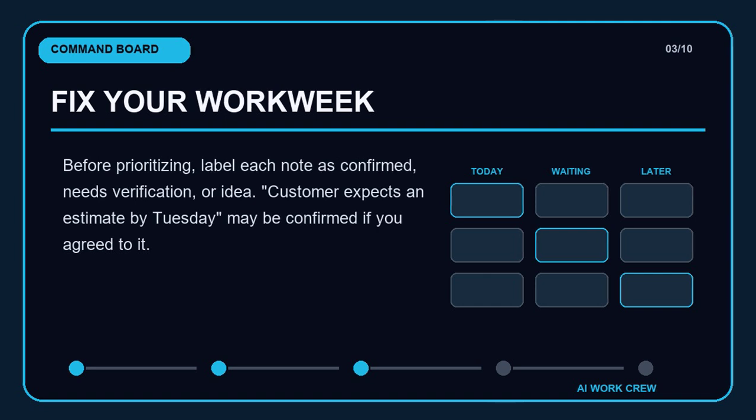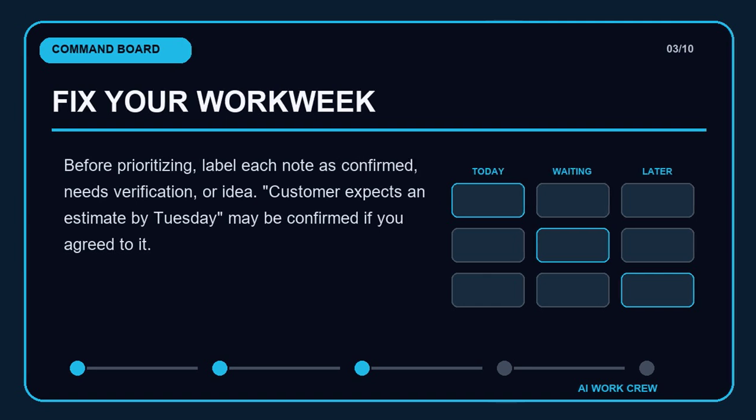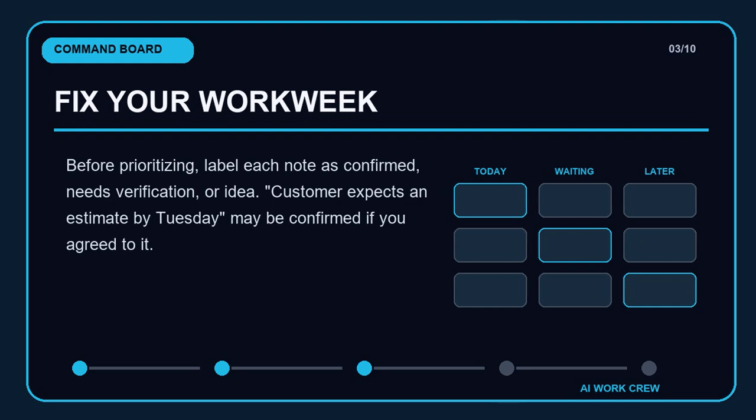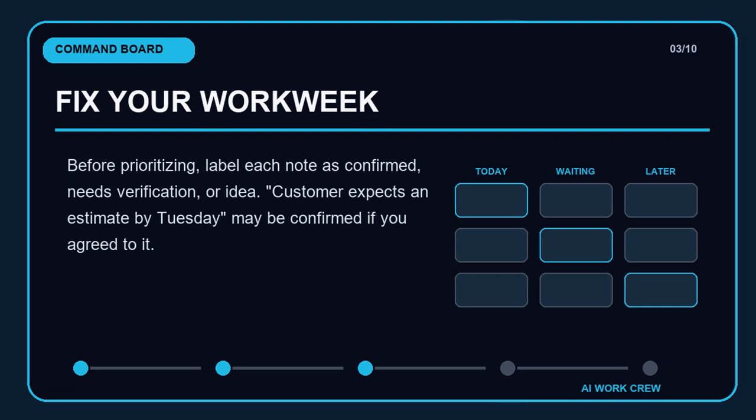This simple labeling prevents AI from converting uncertain notes into confident deadlines or customer intent. It also shows you where one phone call or supplier check could unblock several tasks.